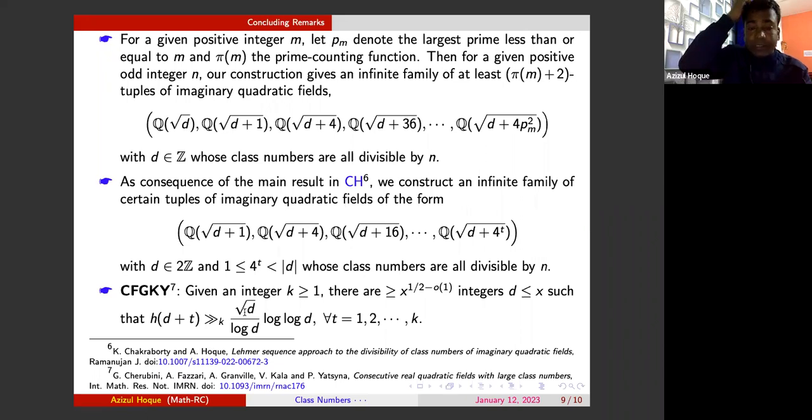But there is nothing about the divisibility of the class numbers of consecutive fields in the case of real quadratic fields. I don't know if there are some results. I don't know about that, but I think there are no such results for real quadratic fields.